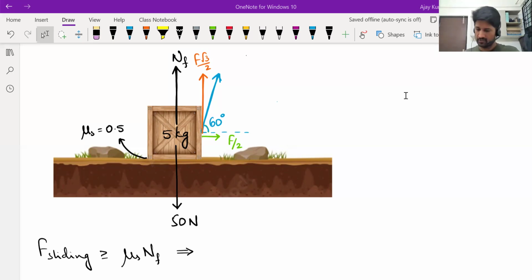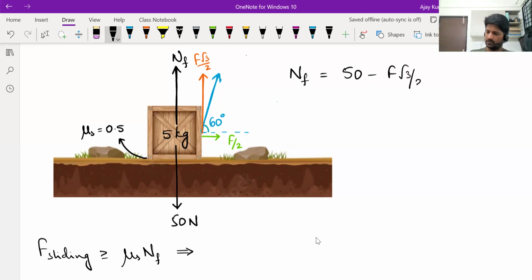Any answer in terms of root 3? Okay, first tell me, how much will the normal force now be? Not the exact value, but how to express the normal force. 50 minus F root 3 by 2, sir. 50 minus F root 3 by 2. That's the normal force. So writing that in the equation, sliding force F by 2 should be greater than or equal to mu s, which is 0.5. I'll take it as 1 by 2, times the normal force, 50 minus F root 3 by 2.